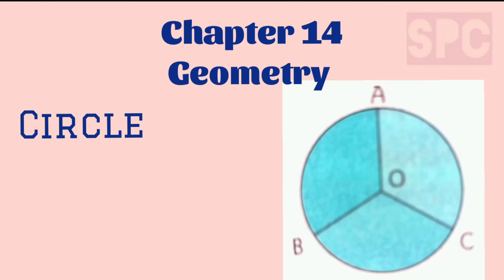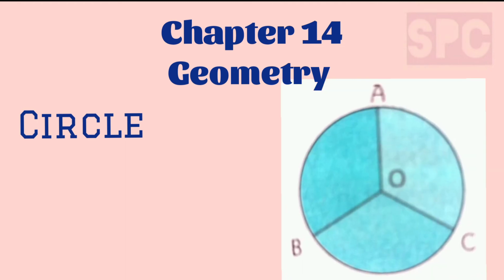A circle is a closed figure in which all the points on the circle are at the same distance from the center of the circle. For example, let us take any 3 points A, B and C on the circle and let O be the center of the circle. Then in this case, OA, OB and OC will all be of same distance.